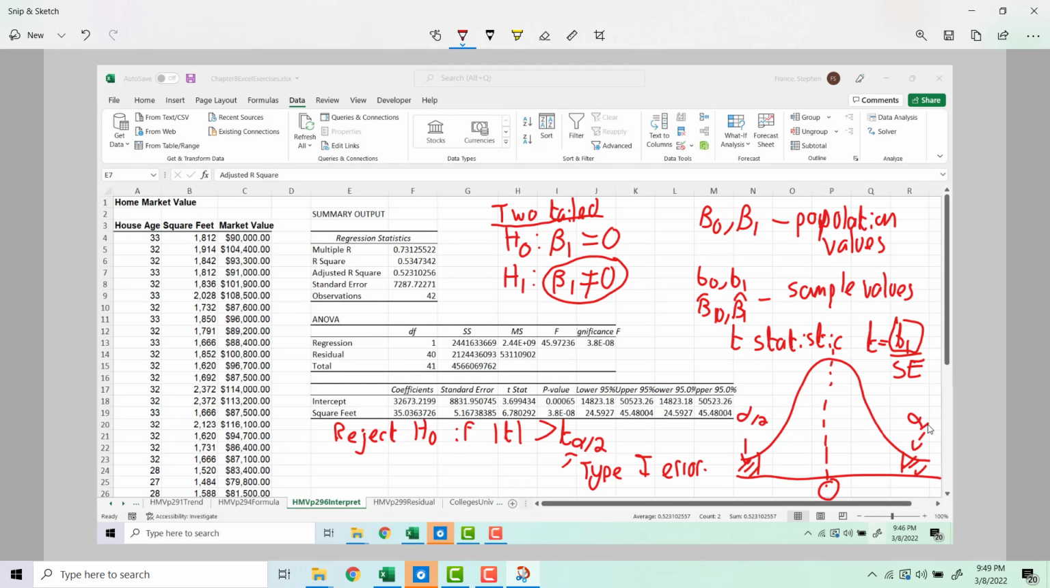So that's going to be alpha over 2. This is going to be minus t alpha over 2, t alpha over 2. And basically, we just reject if the absolute value of t, incorporating both of these, is greater than t alpha over 2. So if my t alpha over 2 was minus 2 and plus 2, and my t was minus 3 or plus 3, then by taking the absolute value, we'd say, yes, we're going to reject.